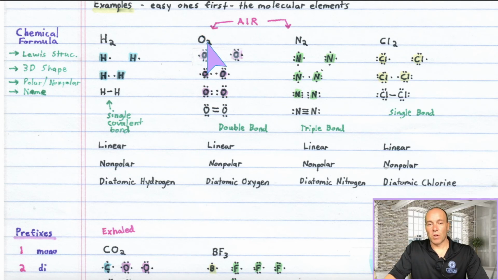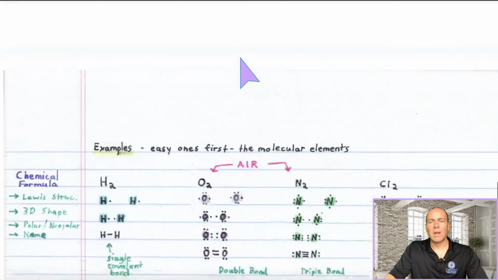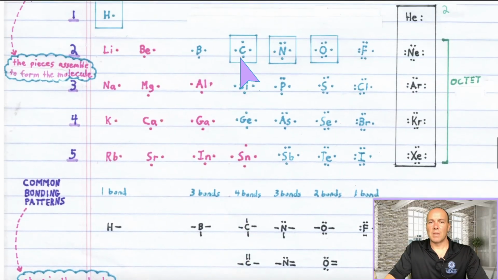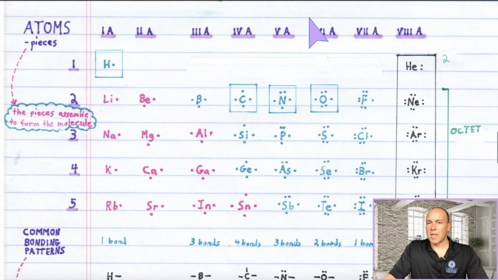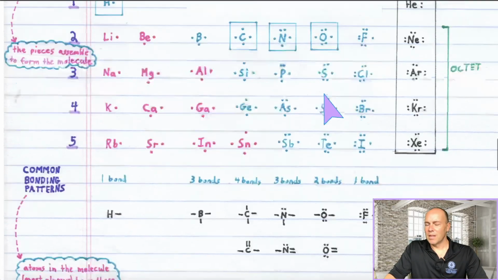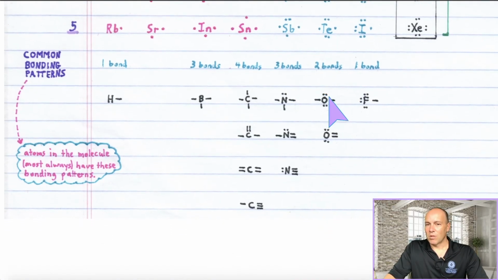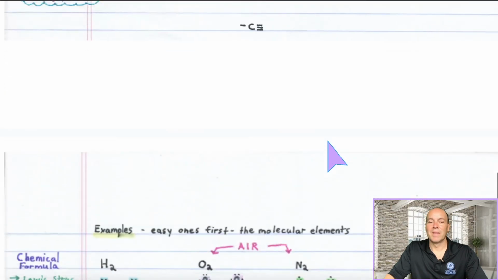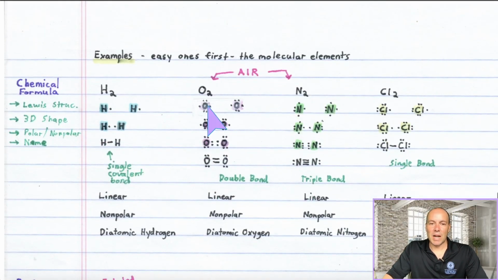To get the Lewis structure, we start out with the dot structures of the atoms. You have two oxygen atoms, and so here are the two dot structures. Oxygen, I'll remind you, is in column number 6A, so it has 6 dots. And in the final Lewis structure, it's going to take on one of these two common bonding patterns. It's going to be that one. So here are the two dot structures for each atom.